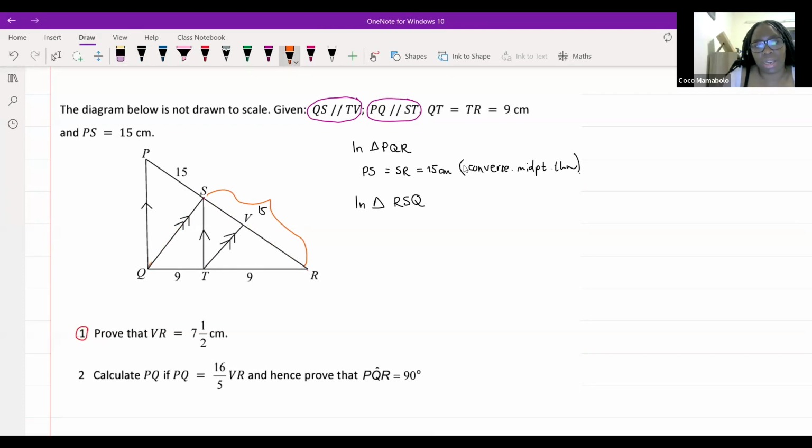We've been given parallel lines, and we've been told that this side is cut in half, and that side is cut in half, and we know that the distance from S to R is 15, right? I can then say SV is equal to VR, and they're both equal to how much? 7.5. Correct. 7.5 centimeters. And our reason here is also going to be the converse of the midpoint theorem.